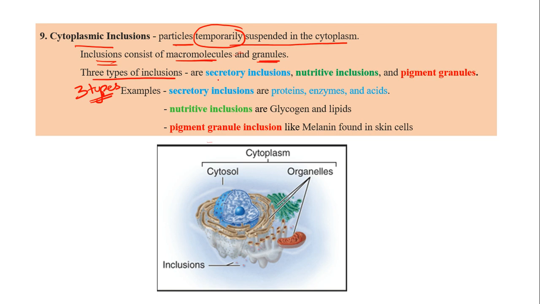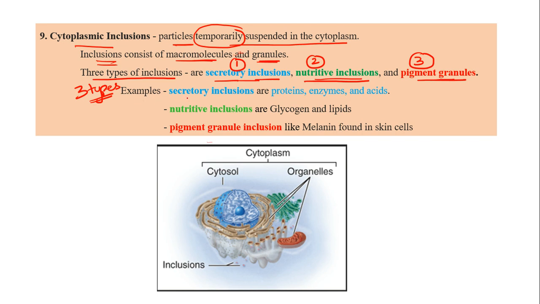These three types of inclusions are namely secretory inclusions, nutritive inclusions, and pigment inclusions. So this is type 1, this is type 2, and this is type 3. We have three types of inclusions: the first one is secretory inclusions, the second one is nutritive inclusions, and the third one is pigment inclusions.